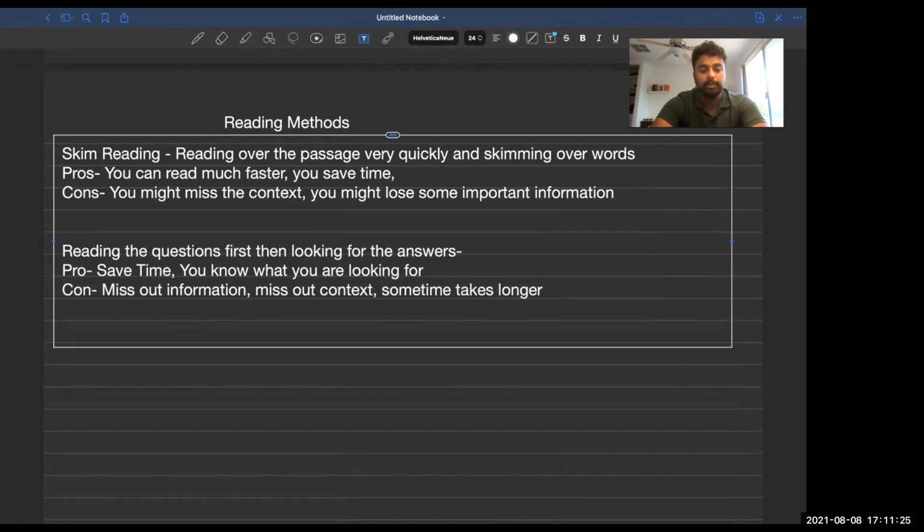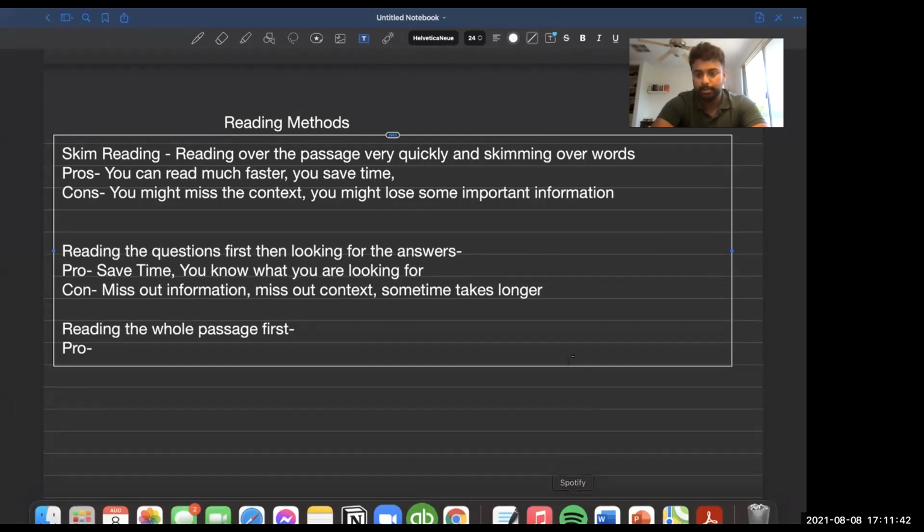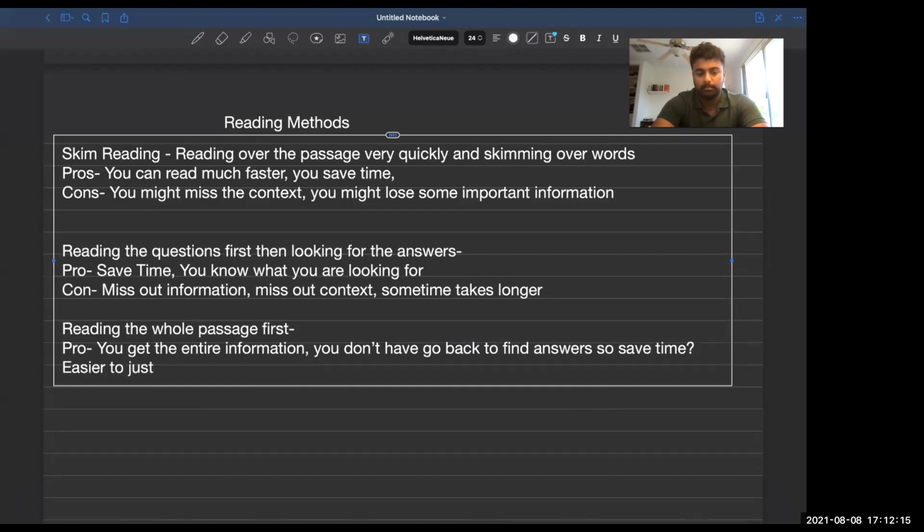What's another final method that we went through in class? Read through the whole text. Yeah, reading the whole passage first, right? What's a pro? You get all the info. You can remember parts of the text that you need for the questions. What else? You get all the information, so you don't have to go back and try and find the question again. It's easier to just answer the question then.